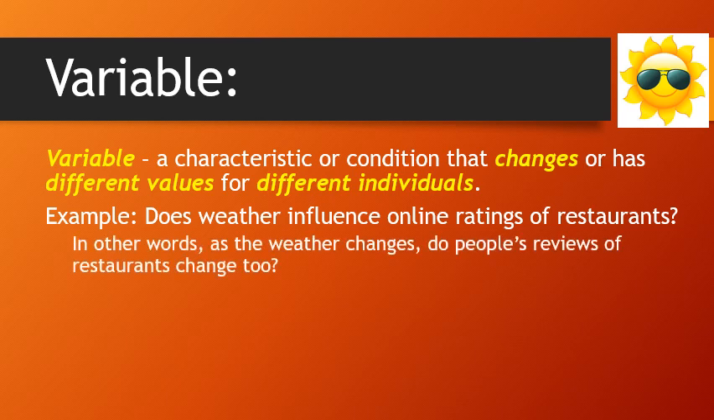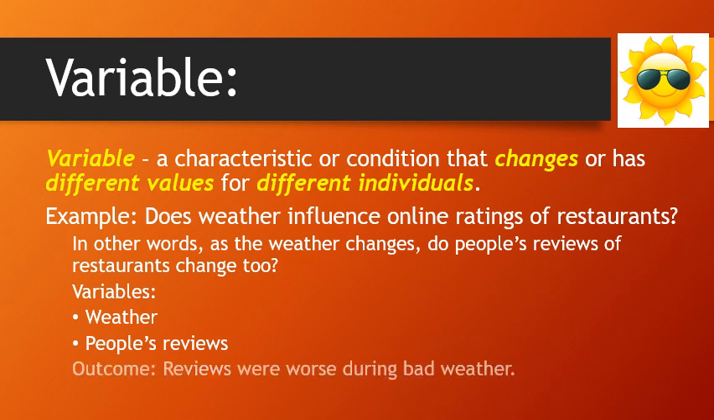Or in other words, as the weather changes, do people's reviews of restaurants change too? Well, the variables here, we would be looking at weather, because the weather would be changing, right? And we would be looking at people's reviews. People's reviews would be different for different individuals. So those are two variables for this study. And the outcome in this study was that reviews were worse during bad weather. So weather influences how good or bad you thought a restaurant was.